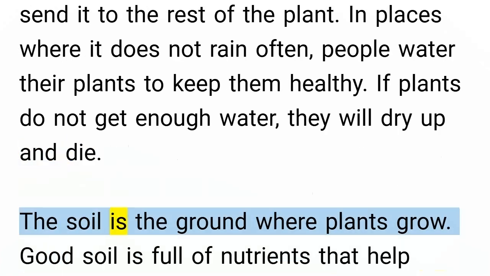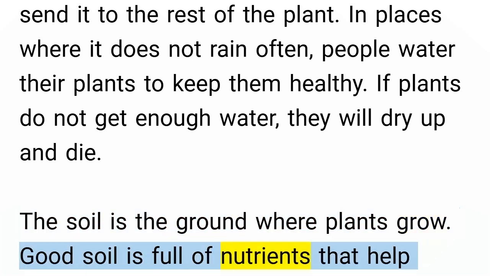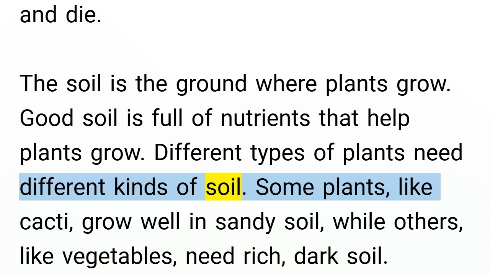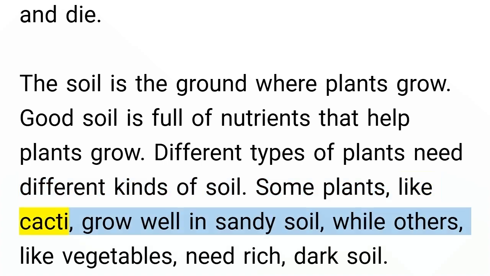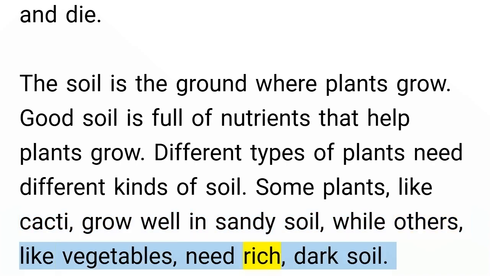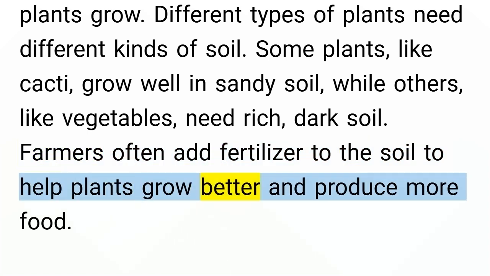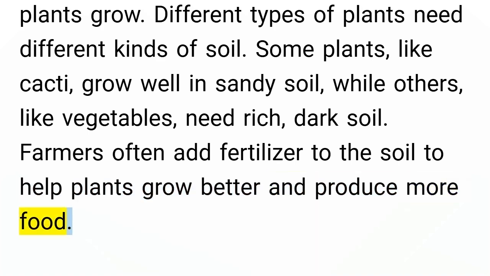The soil is the ground where plants grow. Good soil is full of nutrients that help plants grow. Different types of plants need different kinds of soil. Some plants, like cacti, grow well in sandy soil, while others, like vegetables, need rich, dark soil. Farmers often add fertilizer to the soil to help plants grow better and produce more food.